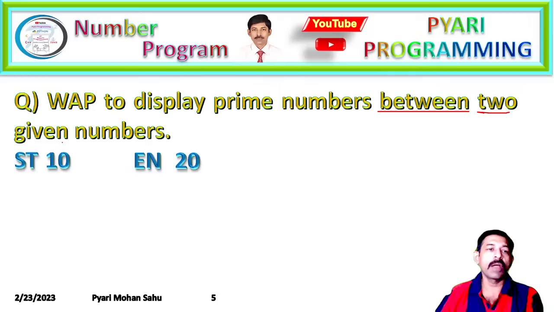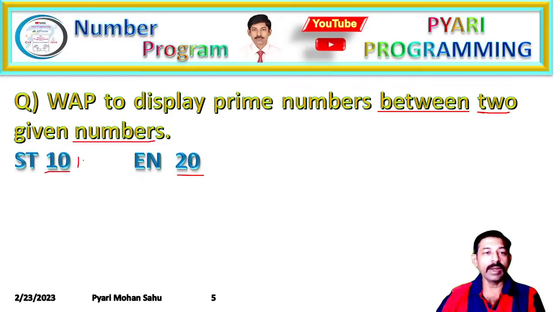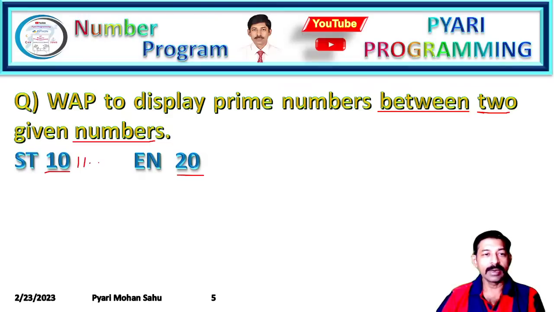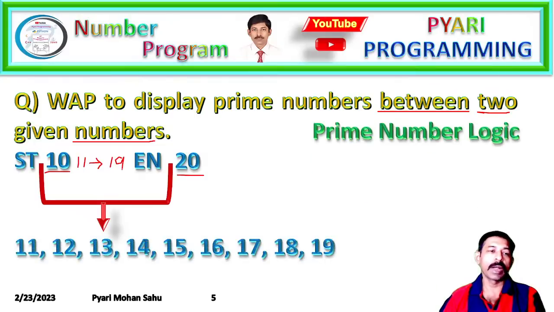So that means I have to accept two numbers first of all. Suppose I have accepted the starting number as 10 and the ending number is 20. So that means I have to display all the prime numbers between 11 and 19, because it says between, so start and stop are not going to be included. Because of that reason, I need to check these numbers.